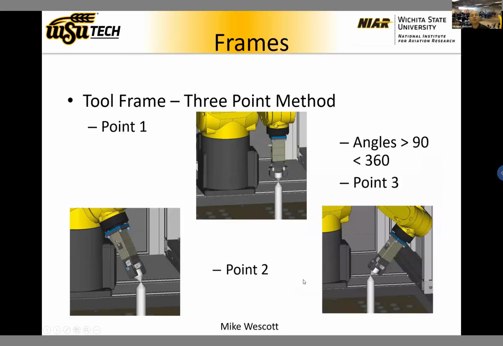All right. When we do a TCP calibration with the 3-point method, we're going to teach it 3 different points in space. We'll set up a probe on the table, another probe within the gripper or whatever your tool is. You can even use the welding wire in the welding tip as your probe. And then you'll touch it from 3 different angles. Typically you want greater than 90-degree angles, but less than 360 degrees, from all the way around.